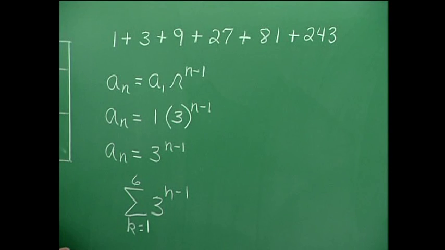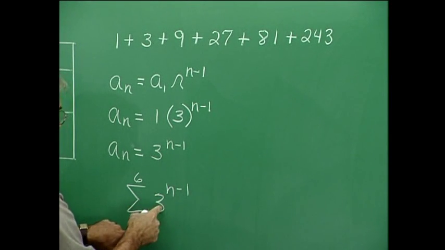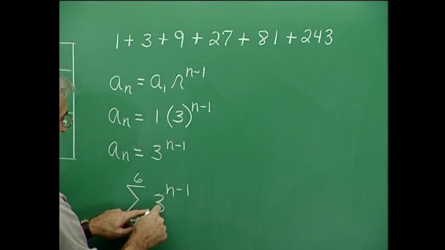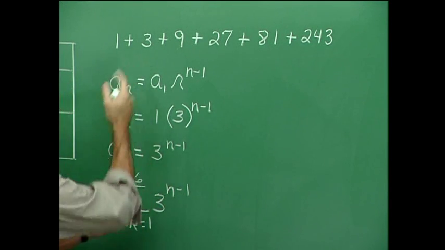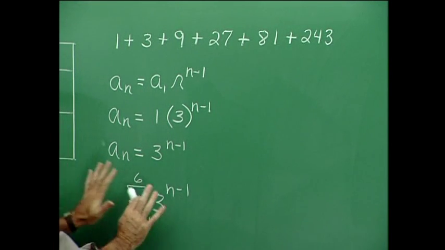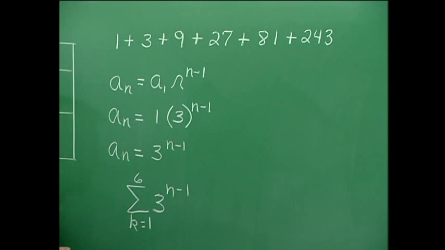Now let's see if this isn't the case. If k is 1, we have 1 minus 1, 0. 3 to the 0 is 1. That's the first item. If k is 2, we have 2 minus 1, 1. 3 to the 1 is 3. That's the next item. Okay, so it seems to be working out just fine. All right, now, with this, we can identify all the elements necessary to find the sum.